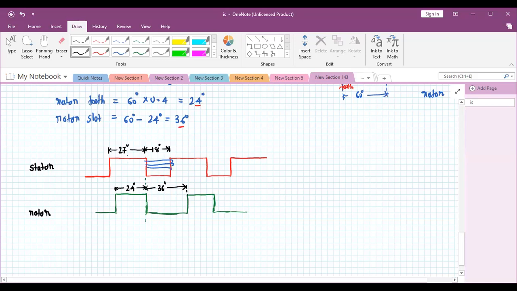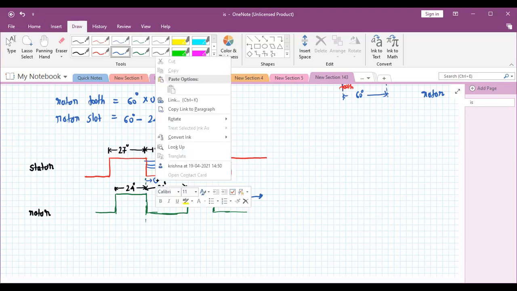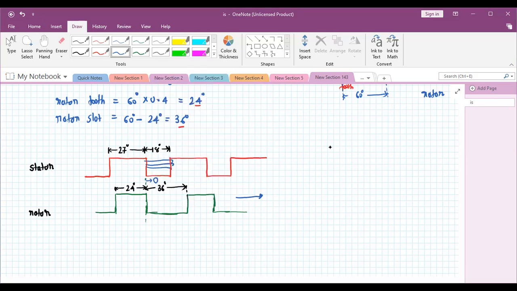Now the stator is stationary and the rotor is moving, and suppose that the rotor is moving towards the right side. Just assume. Whenever it is moving, I will take it as a reference, and consider here it is moving by some angle theta.